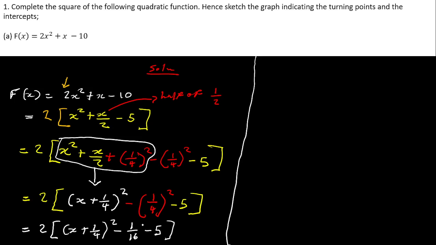So at this particular moment, your job is just to add that guy there. You add negative 1 over 16 minus 5.